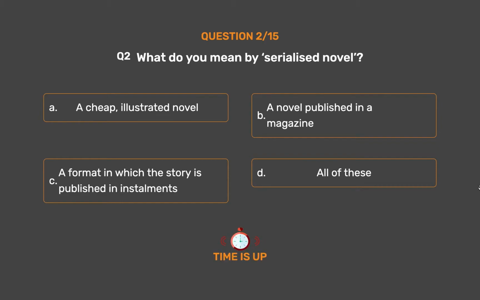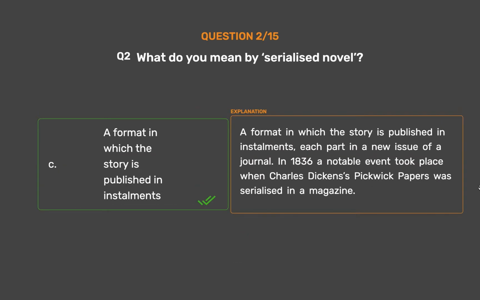The correct answer is Option C. A format in which the story is published in installments, each part in a new issue of a journal. In 1836 a notable event took place when Charles Dickens's Pickwick Papers was serialized in a magazine.